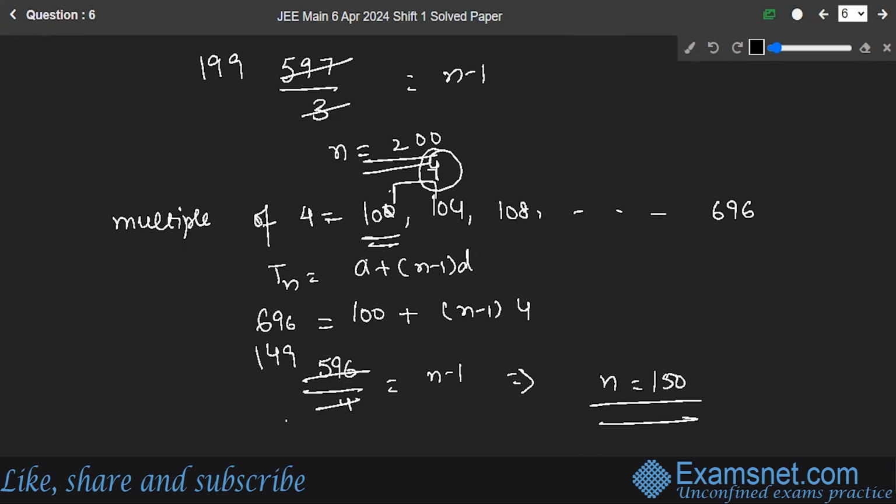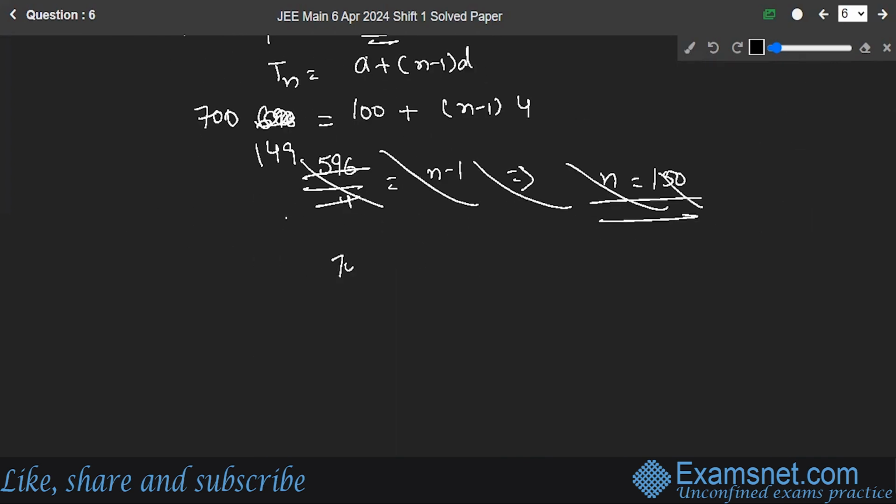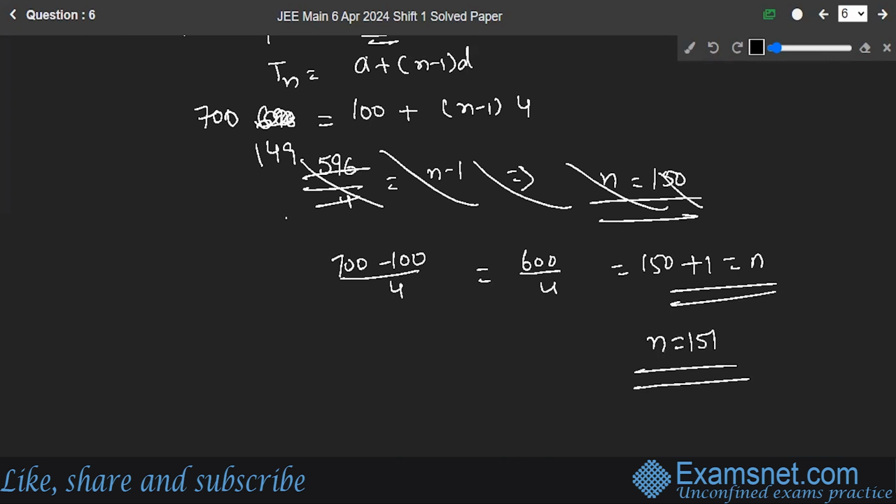Okay, wait, one thing: 700 is also a multiple of 4, because the last 2 digits are divisible by 4. So I will not take 696 over here. This is 700. Let's redo it from here. This will be 700 minus 100 divided by 4, which is 600 divided by 4, which is 150. Plus 1 will give you n. So that means the number of elements which are divisible by 4 is equal to 151.